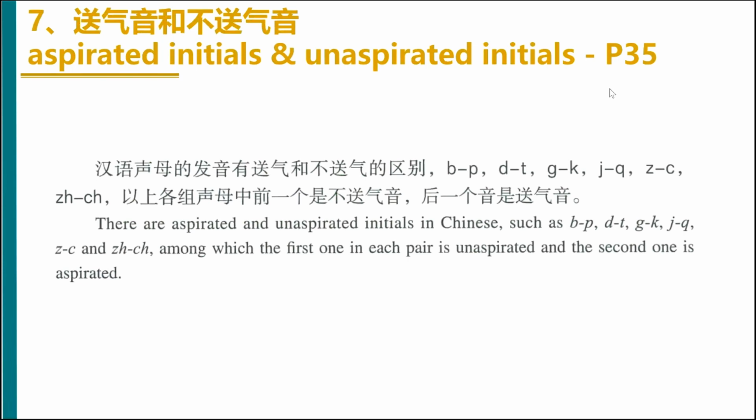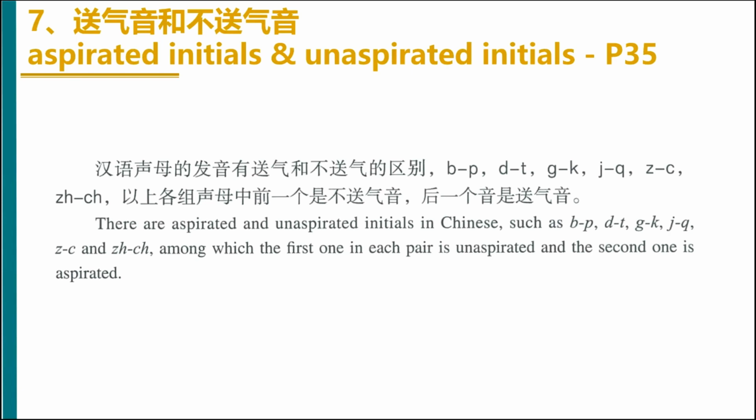Point number 7. Aspirated initials and unaspirated initials, which means in this group, comparing these two alphabets, one has a strong airflow coming out of our mouth and one doesn't. For example, the first group, 波 and 坡. The first 波 is unaspirated, so no air comes out of our mouth. While we are speaking 坡, a strong airflow comes out of our mouth.